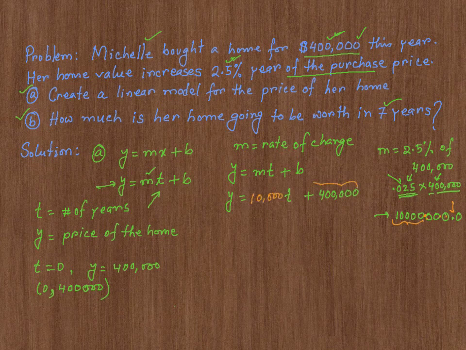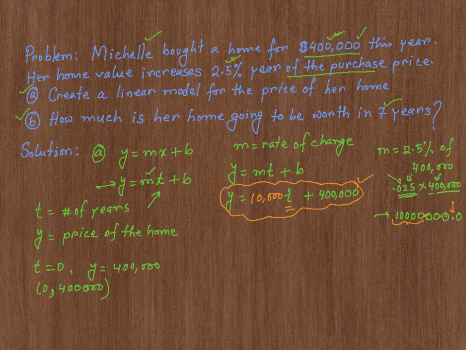So that is the linear model for the price of the home as a function of time, where t is in years. In layman's terms, it means that as time goes on, you can use this linear model to find the price of the home as time progresses.